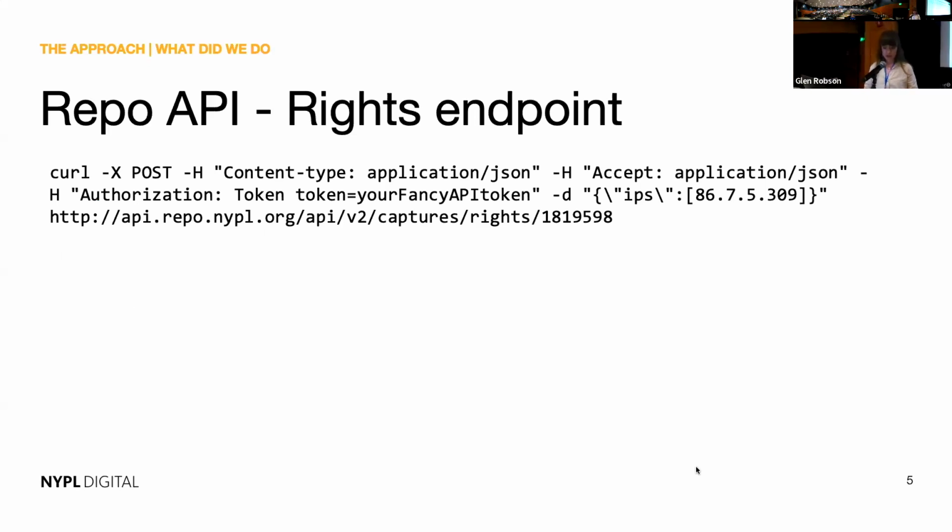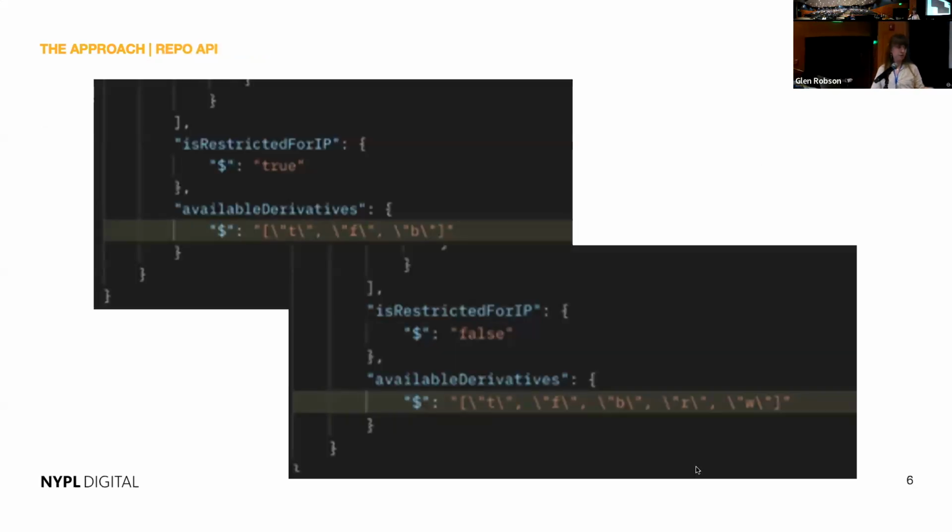What we did is essentially copy the logic from DC and put it into an API endpoint. And then this endpoint takes in an image ID and a list of IP addresses and compares the IP addresses in the request body to a list of IP addresses that we have for our branch locations and research libraries, and then returns the rights status or the rights profile for the image, and then two new fields. Is restricted for IP, which is a Boolean that we use mostly for testing. And then the star of the show is the list of available derivatives for that image ID and the IP addresses in the request body.